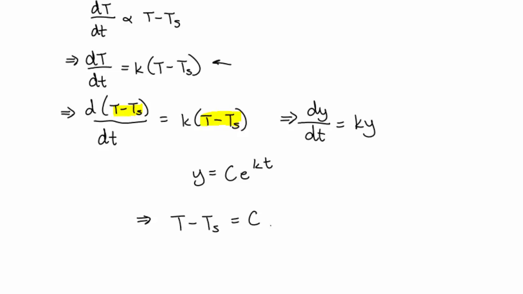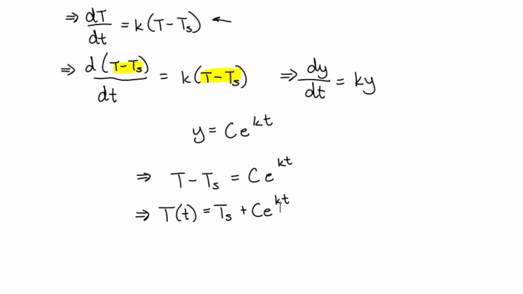And then that will imply, since y is equal to T minus T sub s, T minus T sub s is equal to c e to the kt. Or in other words, the temperature at any given moment is equal to the temperature of the surrounding medium plus a constant times e to the kt. Anyway, that's why I remember it this way, just because it's a little bit easier to derive the formula.